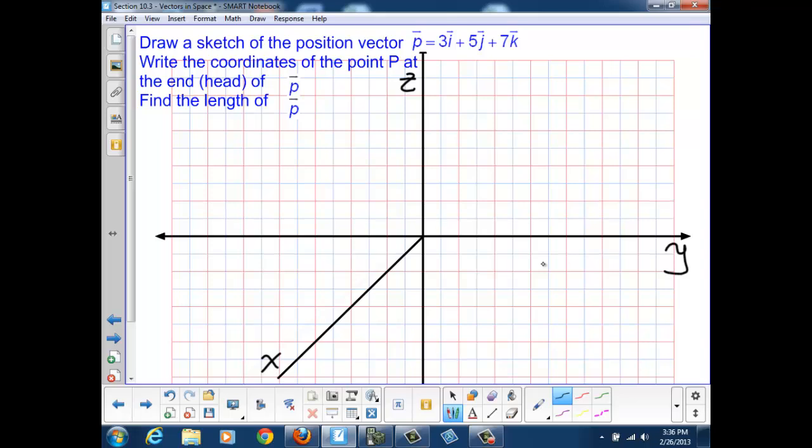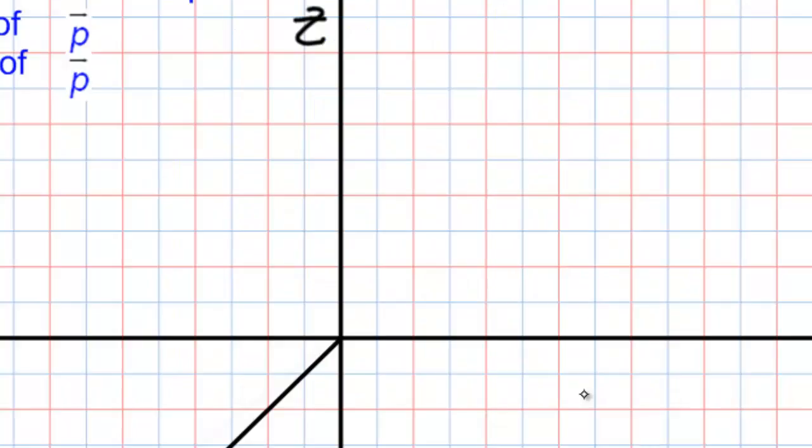So we'll take those components, 3, 5, and 7, and we're going to step along each of those axes the appropriate distance. 3i would be 3 steps along the x-axis. So we will mark 1, 2, 3 steps down. And then we go 5 steps along the y-axis. So 1, 2, 3, 4, 5. And up 7 steps along the z-axis. 1, 2, 3, 4, 5, 6, 7. So we have these 3 points along each of the axes.